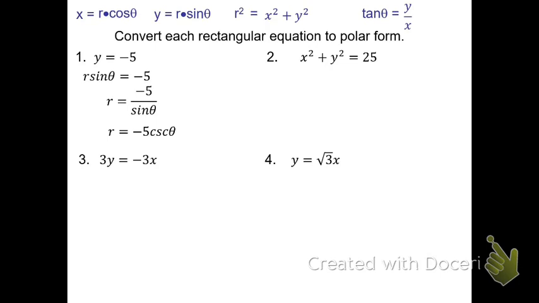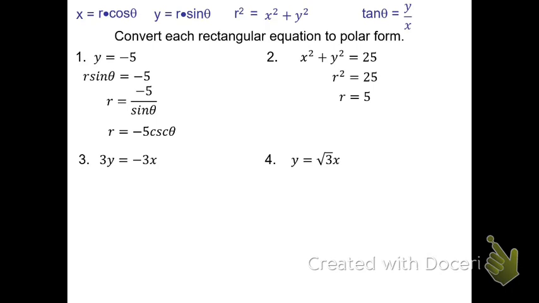The second example, x squared plus y squared equals 25, would be a circle in rectangular form, centered at the origin with a radius of 5. Let's see what it looks like in polar form. Above, I see that x squared plus y squared can be replaced with r squared. So let's start with that substitution. In polar form, we typically want to see r by itself, and we can do that by square rooting both sides. The square root of r squared is r, and the square root of 25 is 5. r equals 5 is the polar form for a circle centered about the origin with a radius of 5.